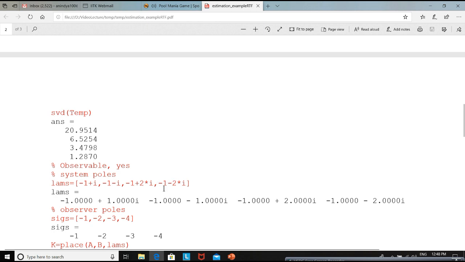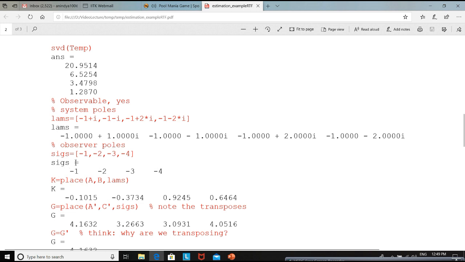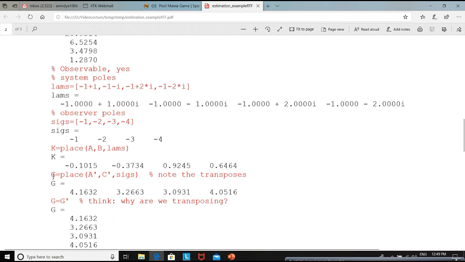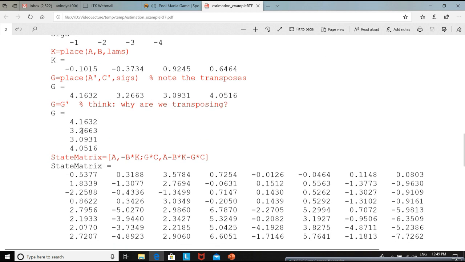Now let us put the lambdas, the system poles, arbitrarily at minus 1 plus minus I, minus 1 plus minus 2I. These are my system poles. Let me put my observer poles at minus 1, minus 2, minus 3 and minus 4. I want these to be nice numbers so that you can check whether it's working. K by the place command in MATLAB is this here, A, B and the system poles. Similarly G, I am placing A transpose, C transpose, and I am placing the sigmas. Because this is the transpose, I have to transpose it back again, and now this is G.